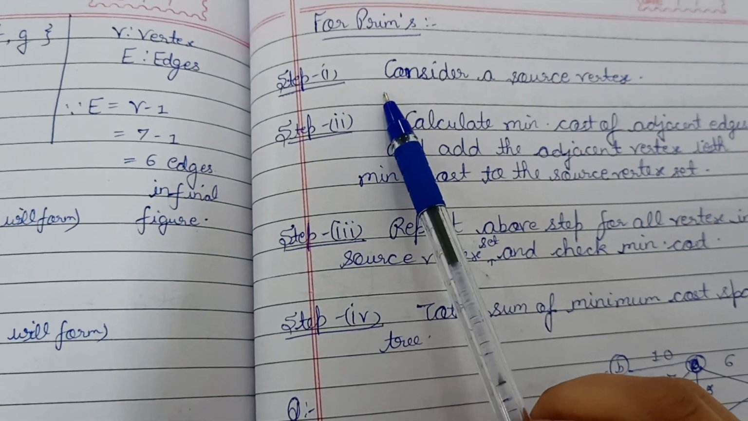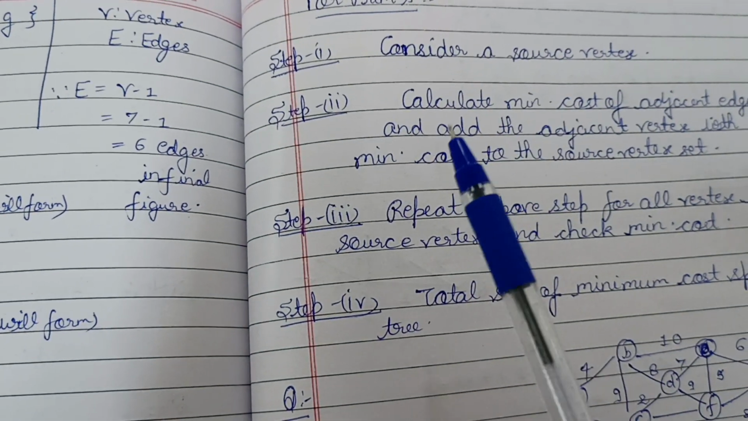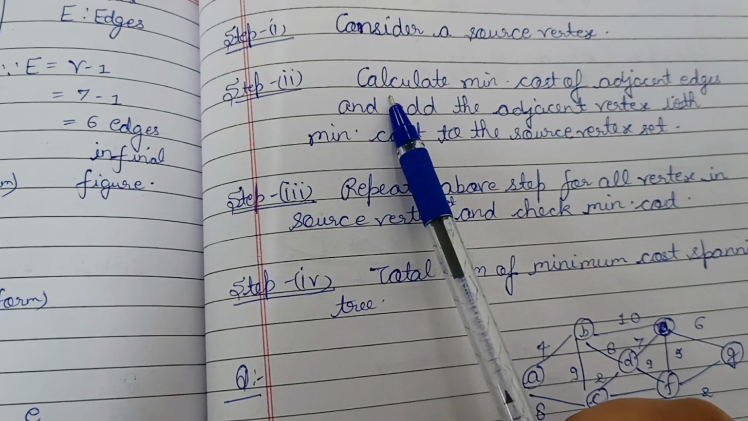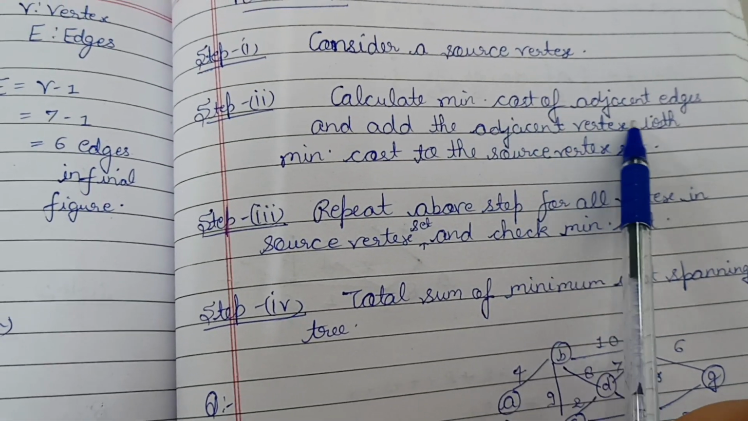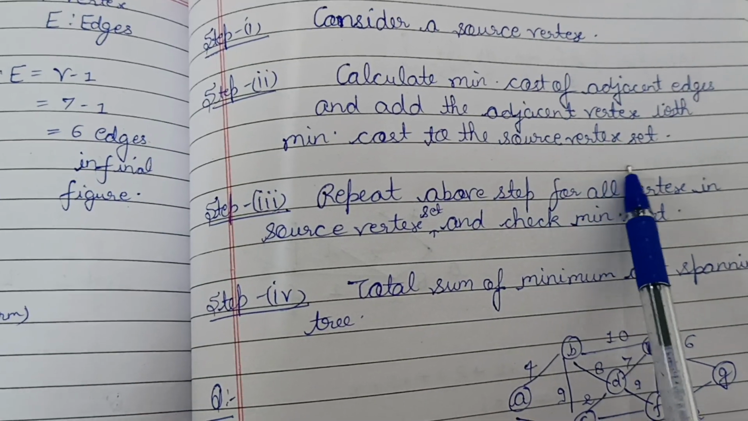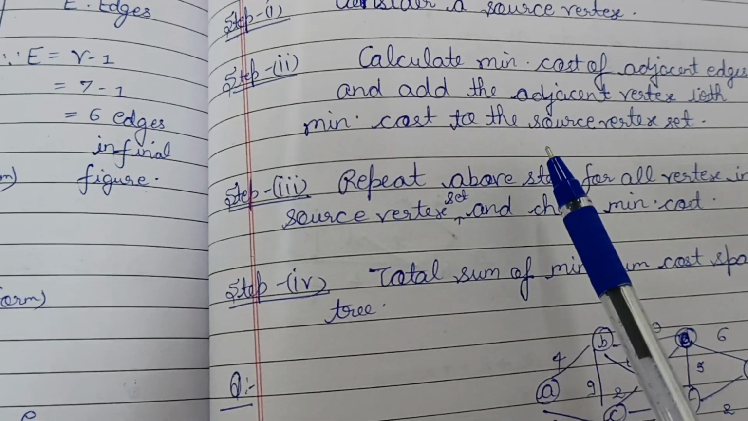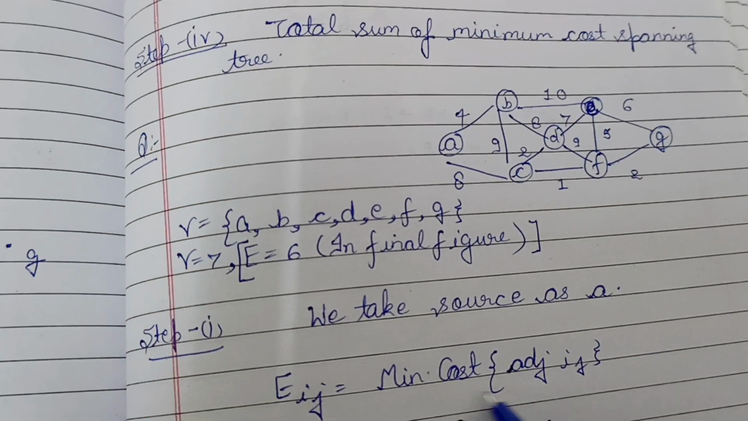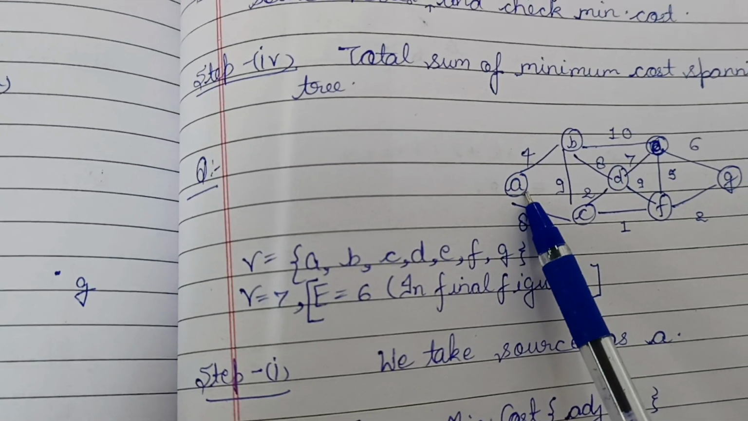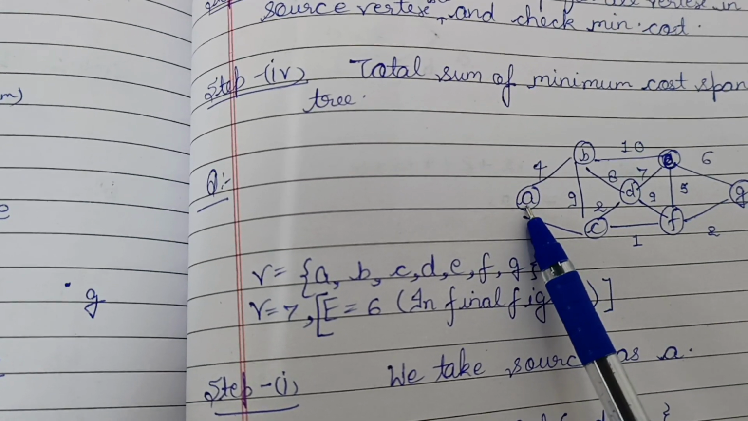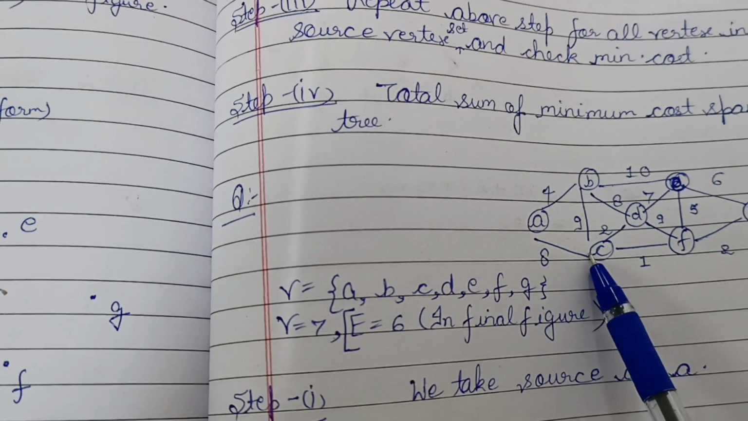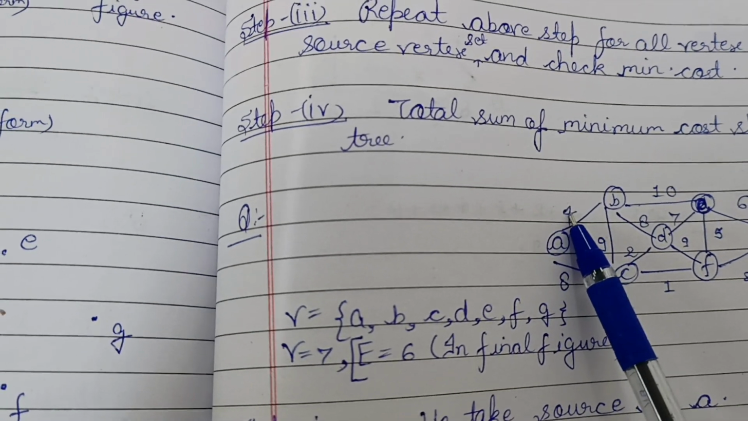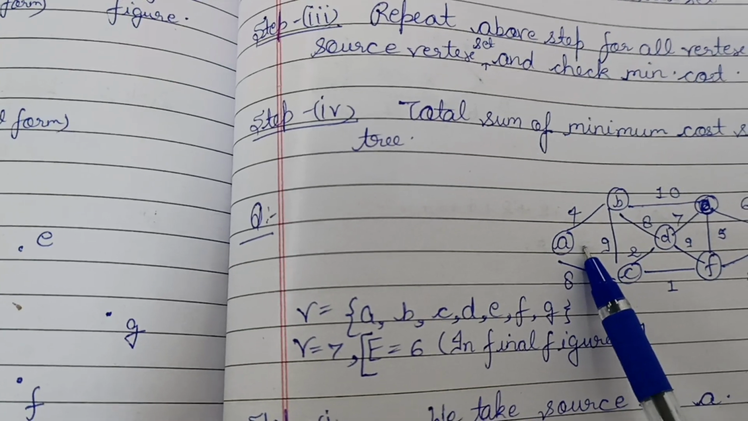Step one for Prim's algorithm is to consider a source vertex. Here, the source vertex is mandatory. Step two is to calculate the minimum cost of adjacent edges and add the adjacent vertex with minimum cost to the source vertex set. In this figure, we can assume the source vertex to be A. The adjacent edges of A are AB and AC, but we have to take the minimum. So we take AB, that is 4, and then B will also come there.